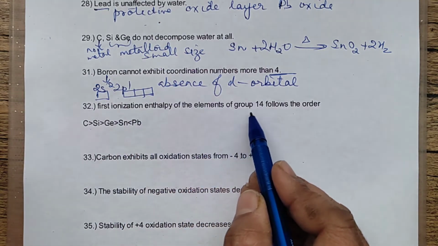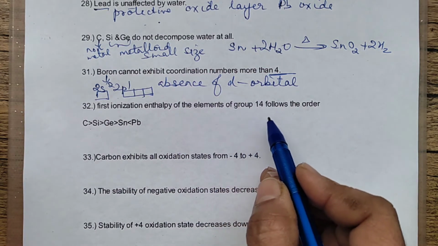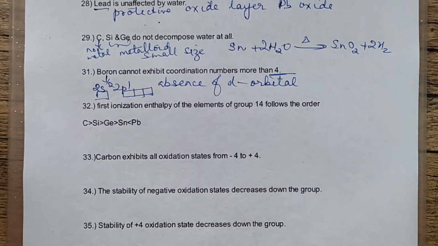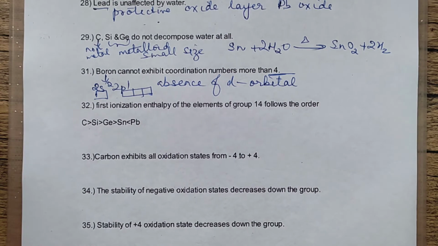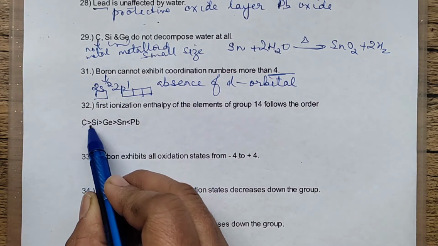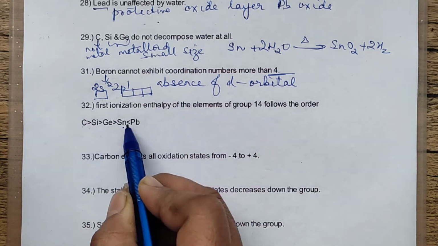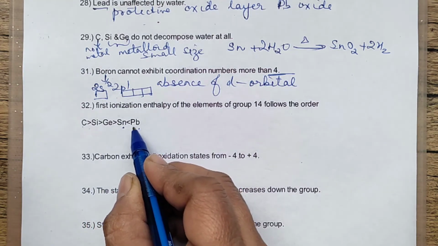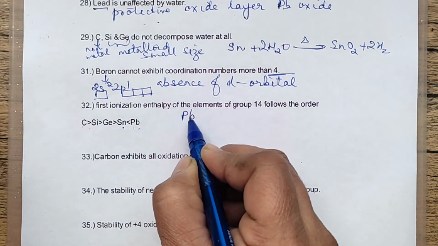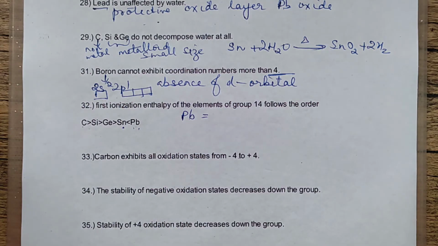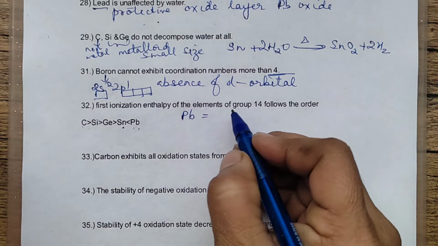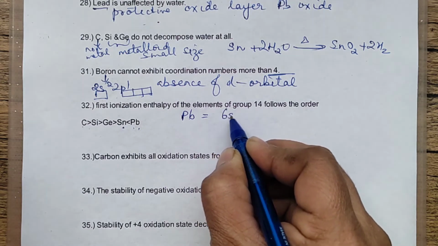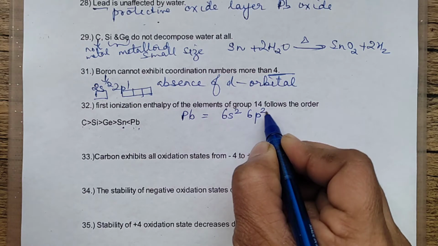First ionization enthalpy of the elements of group 14 follows this order. Why? Now what you observe in the order is carbon, silicon till tin, ionization enthalpy is decreasing, and then for lead it is more. Now we know lead lies in which group? Lead lies in which period I wanted to say, that is the 6th period. Okay, so 6th period, the valence shell configuration is 6s2 6p2, right?